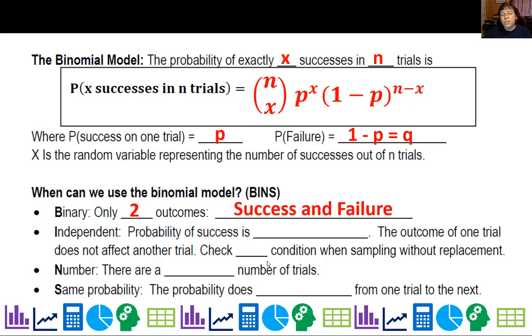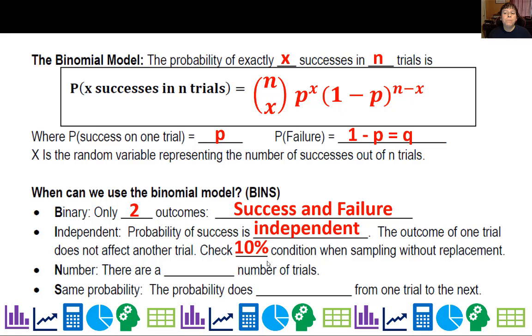On those branches, remember I just said 0.3 to the second. That means the probability of the M&M being speckled on the next one can't be affected if I drew a speckled M&M on the first one. All right. If you're doing no replacement, don't forget to check the 10% condition. All right. And so BINS is our model for remembering the conditions on this.